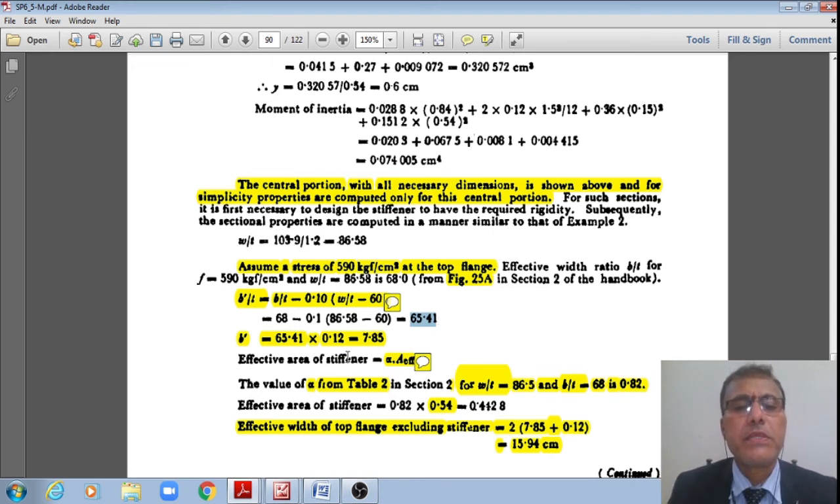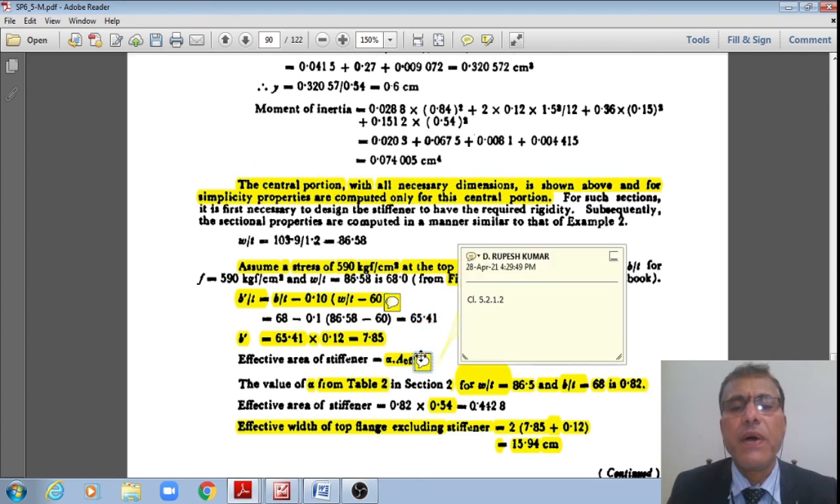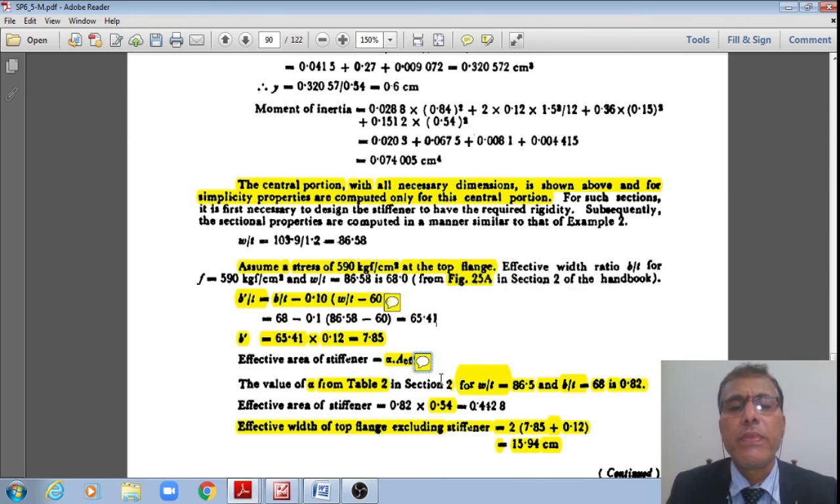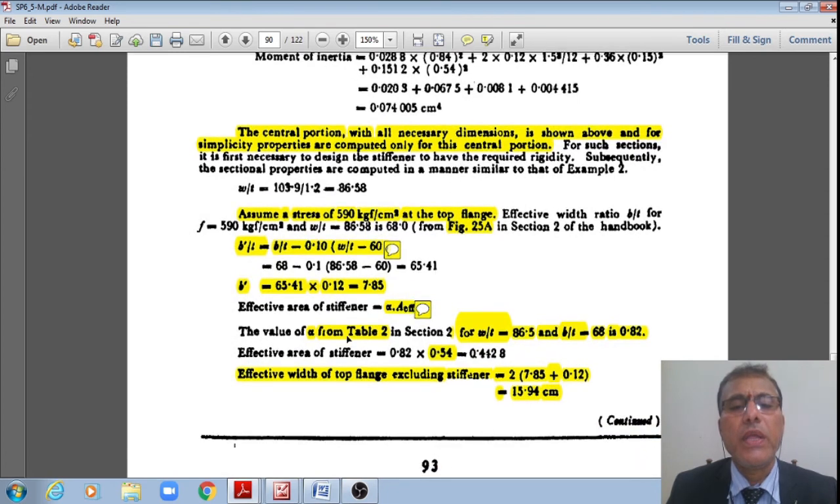Therefore, B prime is equal to 65.41 multiplied by T. The thickness is equal to 0.12, so 65.41 multiplied by 0.12 gives 7.85. Therefore, what is that alpha? As per 5.2.1.2, which we have just seen, or alternatively, the alpha from Table 2 of this SP65 can also be used.